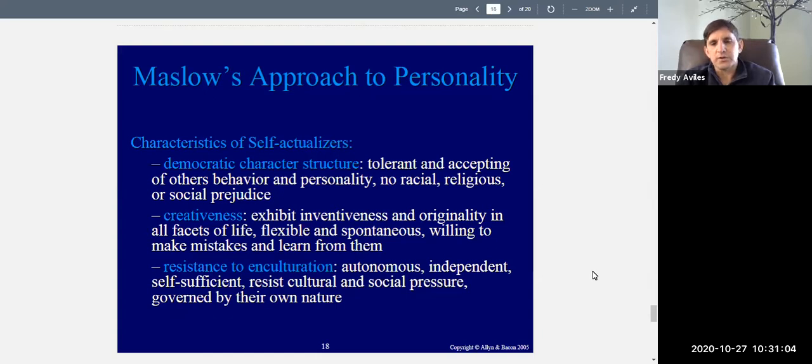Resistance to enculturation. I mentioned this already as part of some of the other ones, but yeah, they're autonomous, independent, self-sufficient, right? They resist cultural and social pressures. They're governed by their own nature. They could grow up in an environment that taught them that certain people are, you know, better than others, that certain races are superior to others. They can grow up in an environment like that, but they won't necessarily accept that and won't necessarily think that way. They think for themselves.